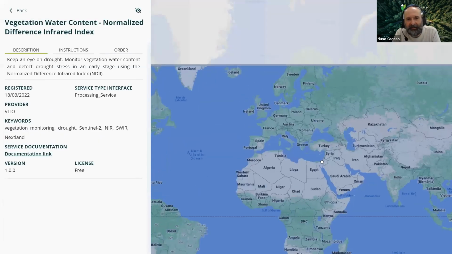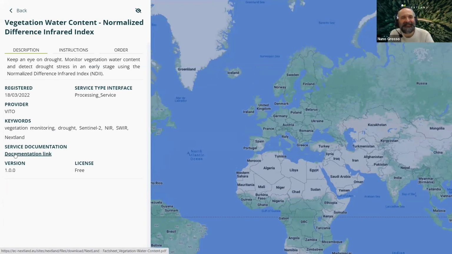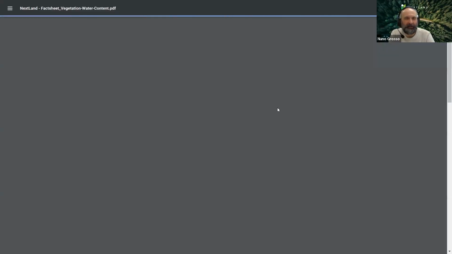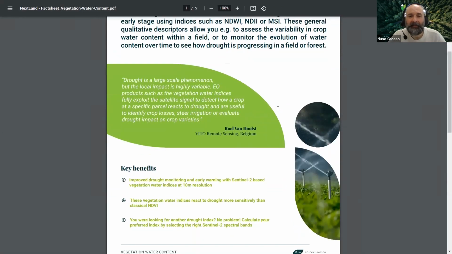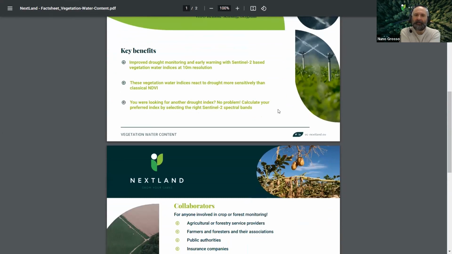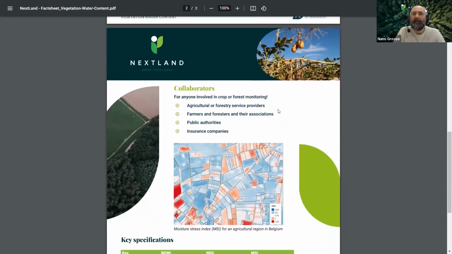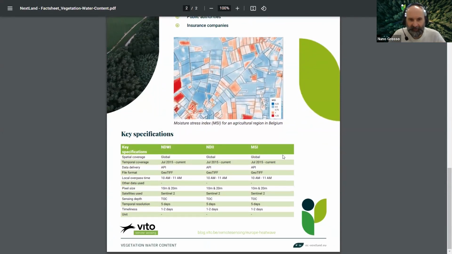Okay. Yeah. So as you see, this one is prepared for the whole of Europe. And indeed, then you have the documentation link here. Yeah. And if you open that documentation link, it goes to a PDF that gives you an overview of the service, and it sets some technical specifications, including accuracy information. So you'll find that information once you log in to each one of the services.